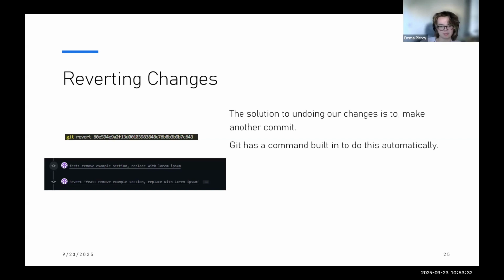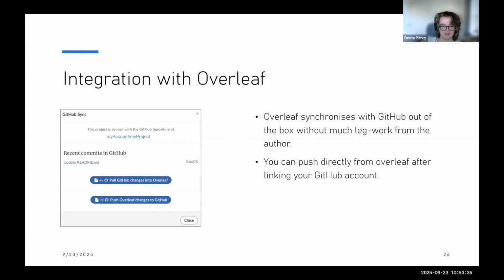And I couldn't end this presentation without mentioning the integration of Overleaf, which comes out of the box with GitHub and Git. Overleaf itself has direct integration with GitHub. You can synchronize the changes directly from Overleaf without having to push any changes from Git, without having to do any logging in with GitHub, any CLI or anything like that. It's very straightforward. From your Overleaf web page, you can simply push to GitHub.